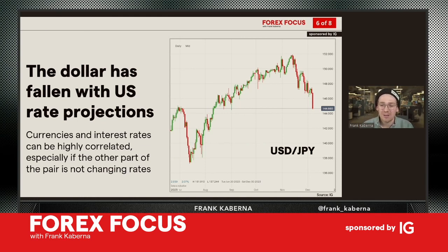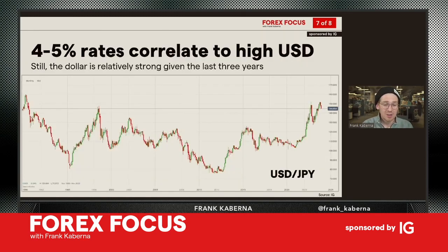And you see here dollar versus yen, for example, falling far from its highs, as currencies and interest rates tend to be very highly correlated. Higher interest rates for the US means higher demand for the US dollar, especially given that Japan has been around 0% interest rates this entire time. Now, all that being said, the dollar is still relatively strong, much closer to its highs over the last 30 years than its lows against the yen, for example. And it might take a lot more than a 25 basis point cut to take this dollar lower.